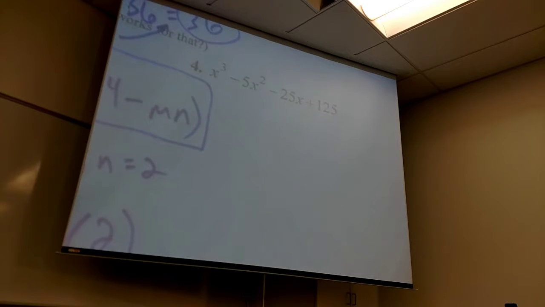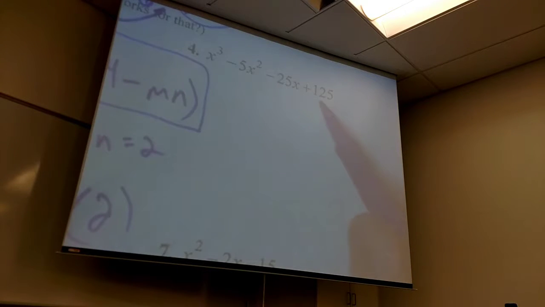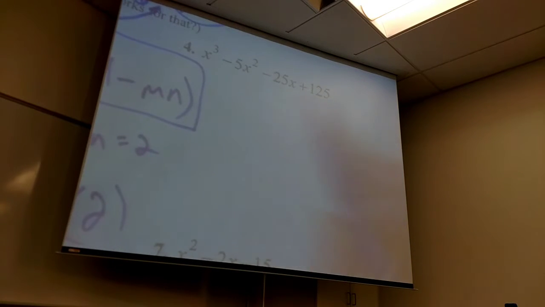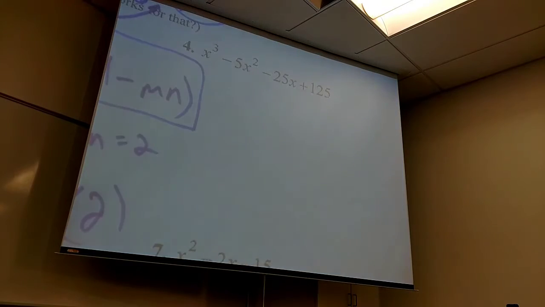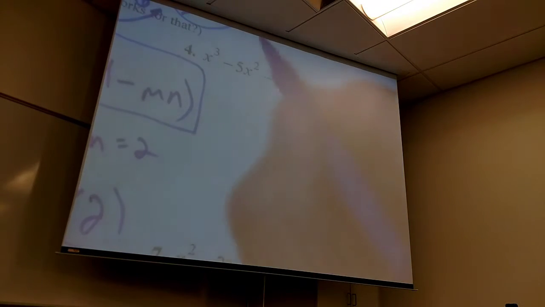Oh. What about this one? What tells me what to do here? 4 terms. Is there any GCF? No. He's got no x's. He's got no numbers. Right. Again, I feel bad for the person that takes an x out. I'm not sure how you did that from this guy. He's got no x's. Right.